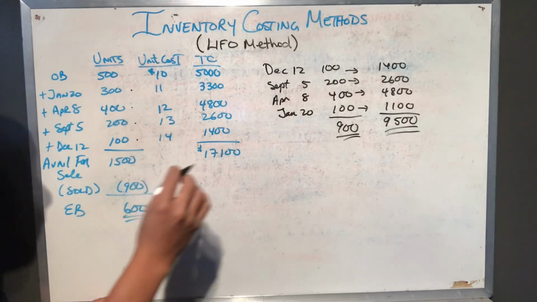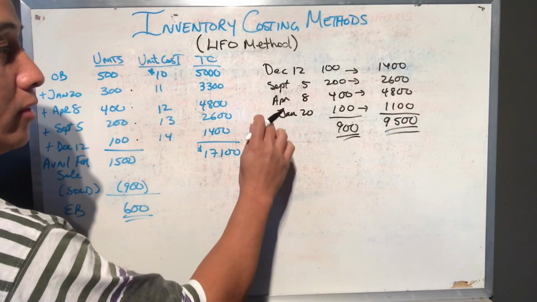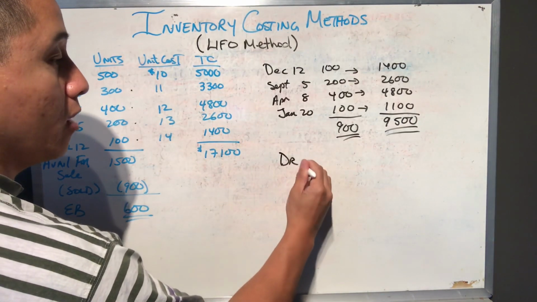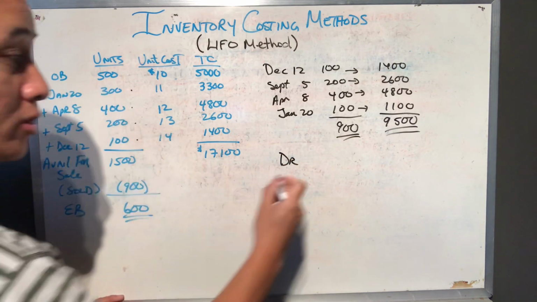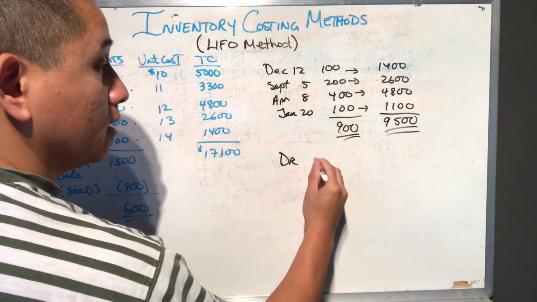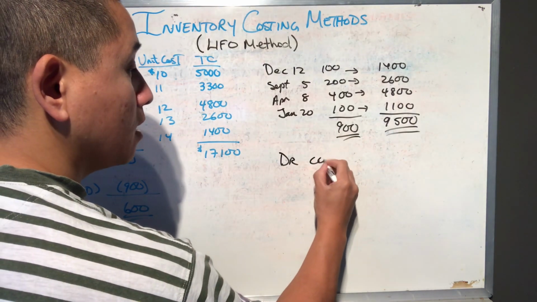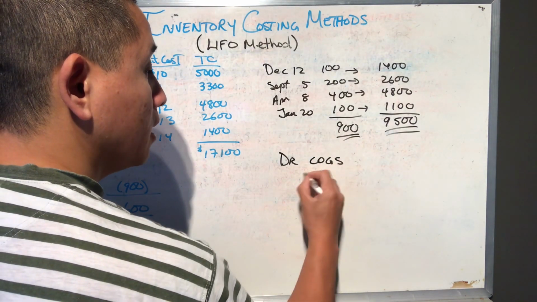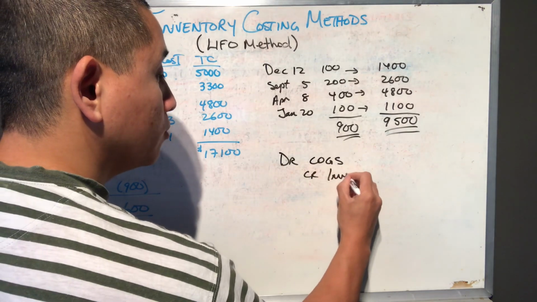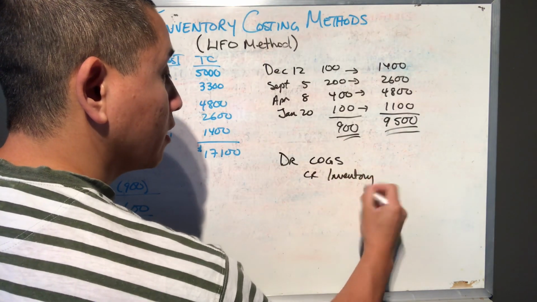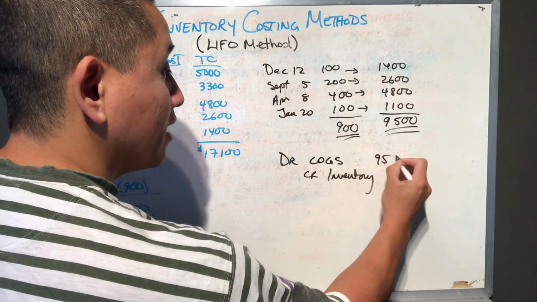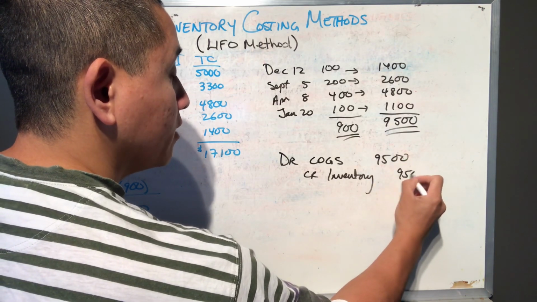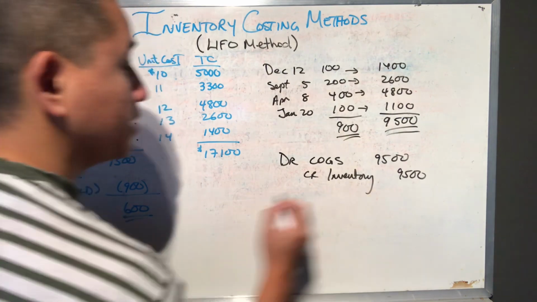So, because we are assuming under LIFO that our last inventory is the first one to be sold, now that we've computed it, we can say debit cost of goods sold, credit inventory to reduce our inventory by the cost amount for which it was sold, of $9,500, with an explanation down here.